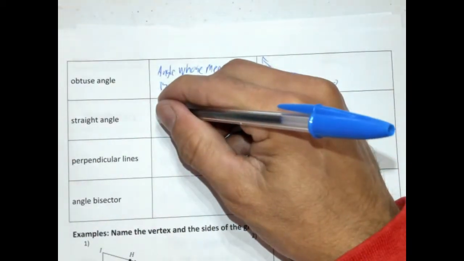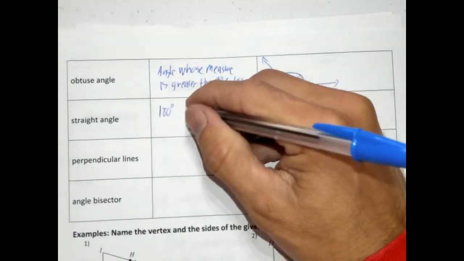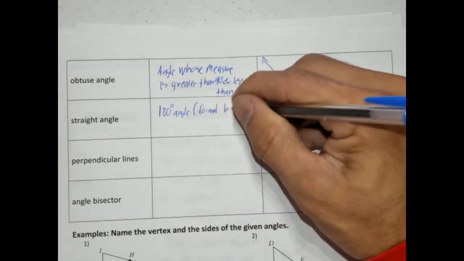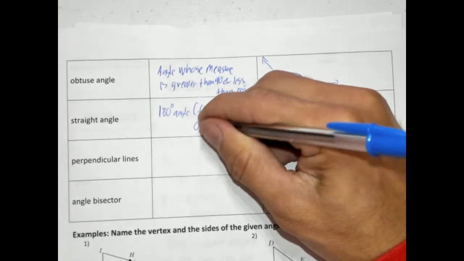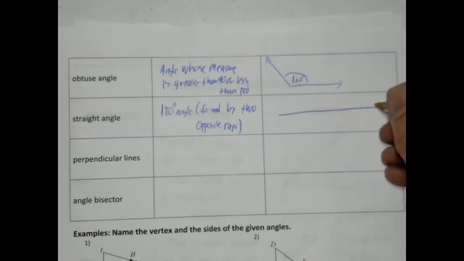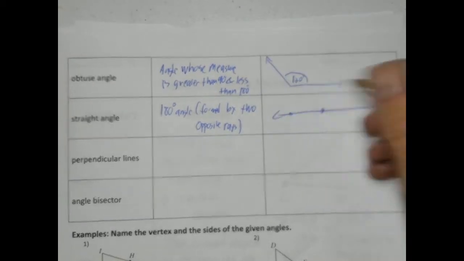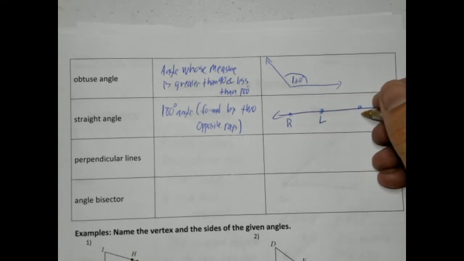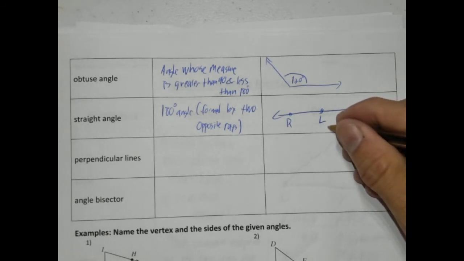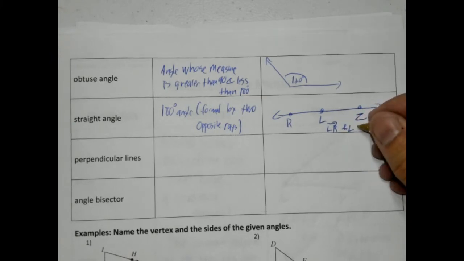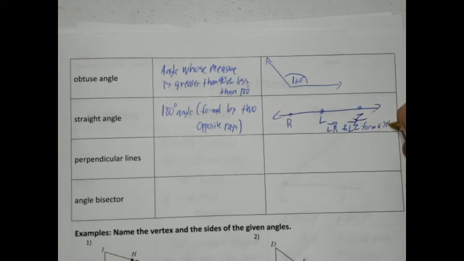A straight angle. It's actually 180 degrees exactly. Okay. Formed by two opposite rays. And an example of that would be something like this. Let's say we have two opposite rays here. So we have this R, L, Z. We're going to say ray LR and ray LZ form a straight angle.